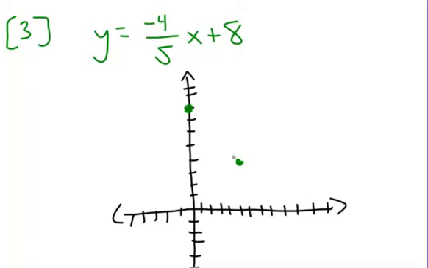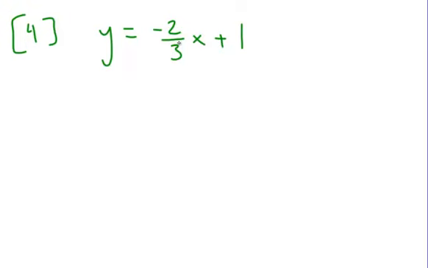And I'm going to do the same thing again. Rise -4, 1, 2, 3, 4, and run 5. 1, 2, 3, 4, 5. So that makes a nice graph for us. And look, the slope is negative, -4/5 x, and the slope here is negative. So again, y-intercept, make a point there. Then just use the slope. Try number 4 on your own.